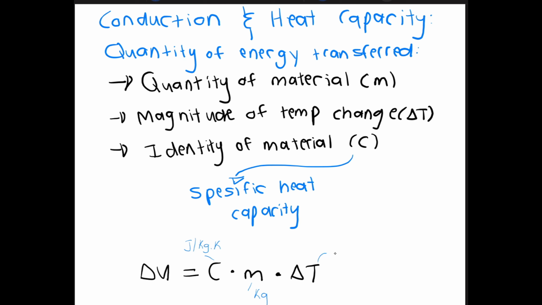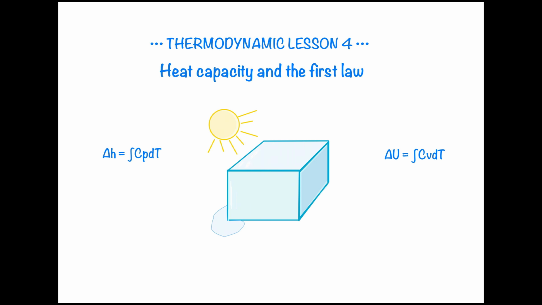Recall the example we did in the previous video about conduction, where a steel cup filled with hot tea is allowed to reach equilibrium through conduction. And that is heat capacity.